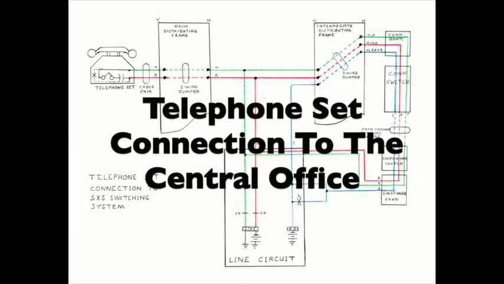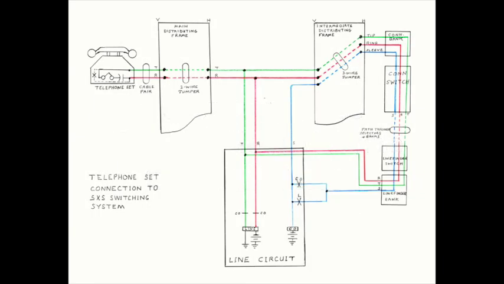Now we're going to take a look at how the line finder equipment is set up in a central office. First, we'll look at how the telephone set connects to the central office equipment and where the line finder fits into the path that connects the telephone to the dial switch train.